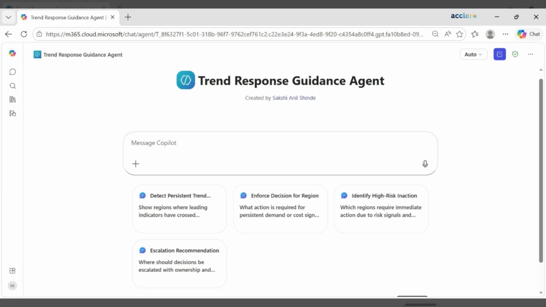This is a trained response guidance agent. It is designed to detect early demand and cost signals and force action before the performance metrics are impacted. Unlike traditional dashboards, this agent doesn't just report the insight, it enforces the decisions by requiring the team to act, escalate, or explicitly accept the risk as the trend persists. So, let us test the agent.